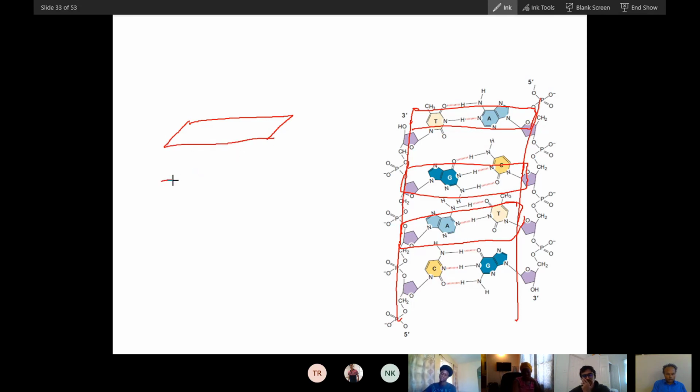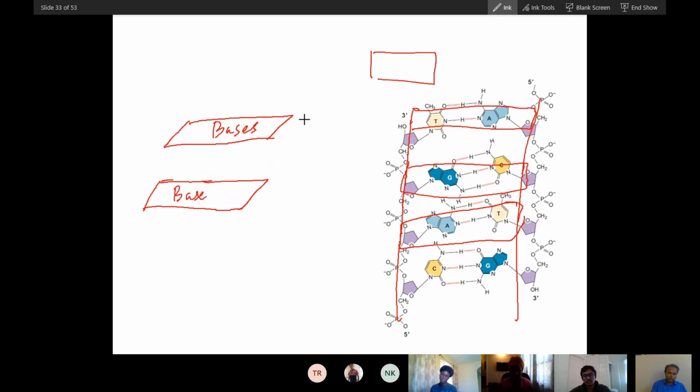Very horizontal. It is not like this. Steps are very horizontal, and these steps are made by bases. Okay? And this backbone, what you consider the side support, is made by, as you can see, sugar and phosphate. Sugar and phosphate will make this backbone. So this is how the DNA helix is formed.